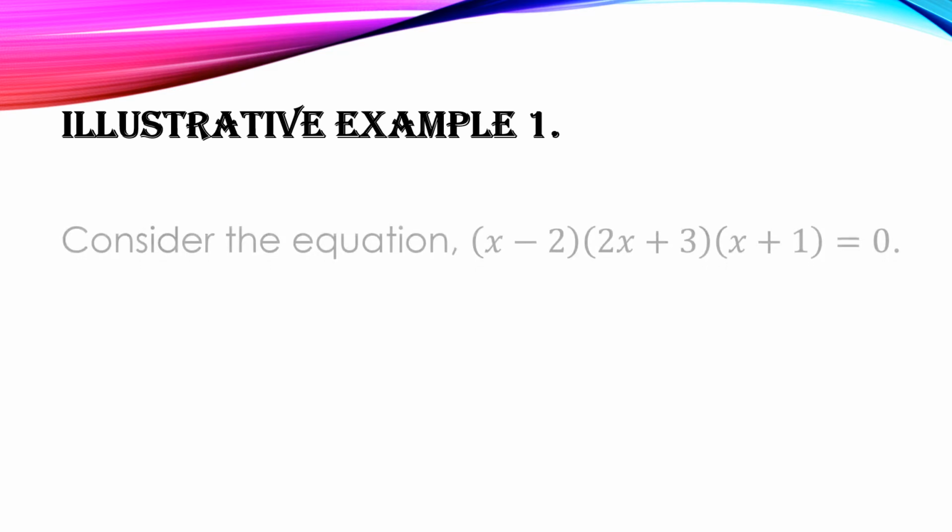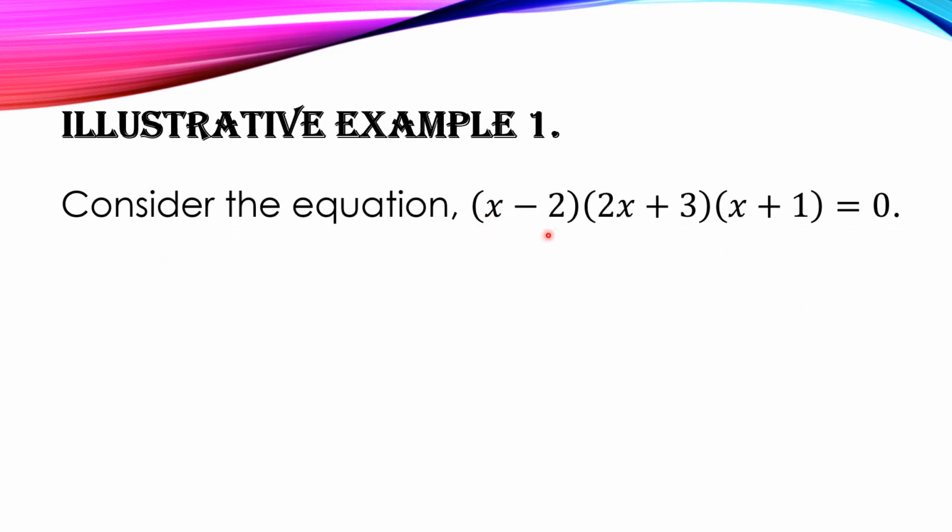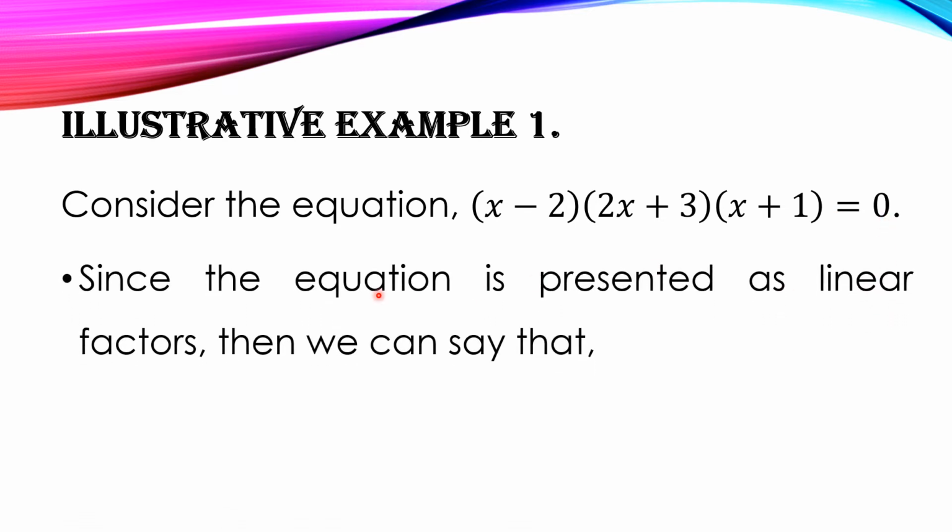Okay, for our first example, consider the equation x minus 2 times the quantity of 2x plus 3 times the quantity of x plus 1 is equal to 0. This is an equation, okay? Kasi naka-equate siya sa 0. Now, since the equation is presented as linear factors, ito yung sinasabi nating linear factors. Ibig sabihin, yung ating equation ay in factored form. Kung mapapansin niyo dito sa ating given, factored form siya. So equation siya, but yung content niya are all factors of the given polynomial equation.